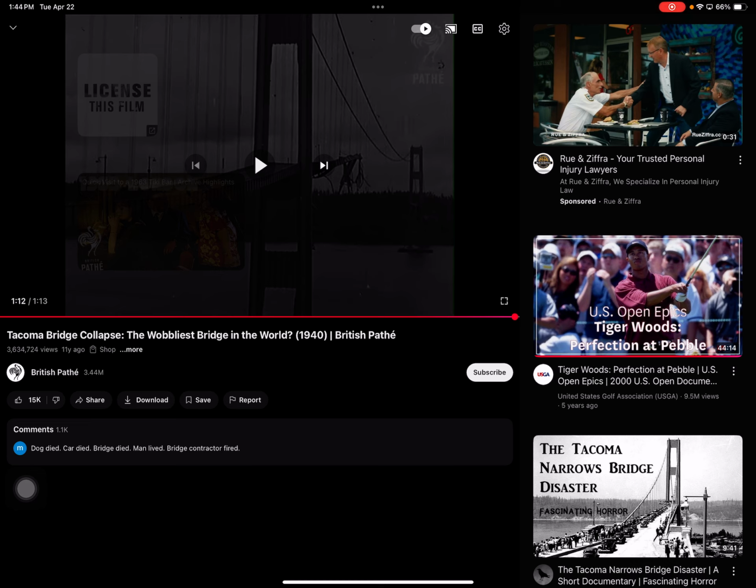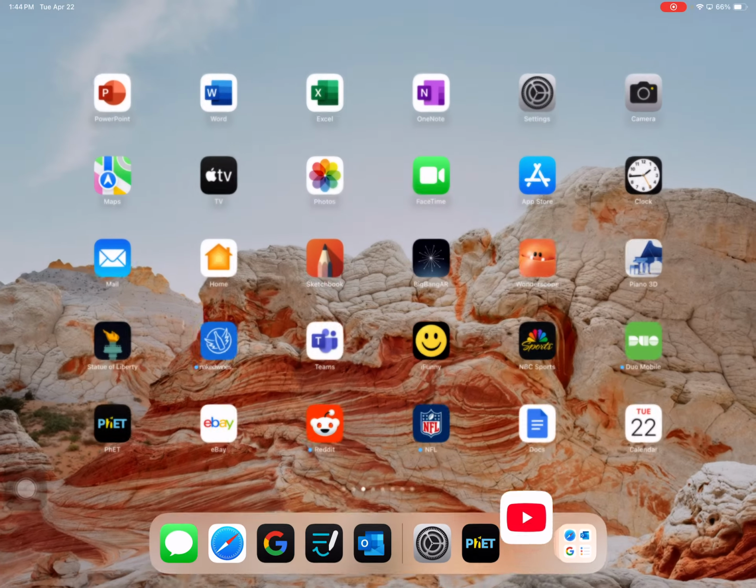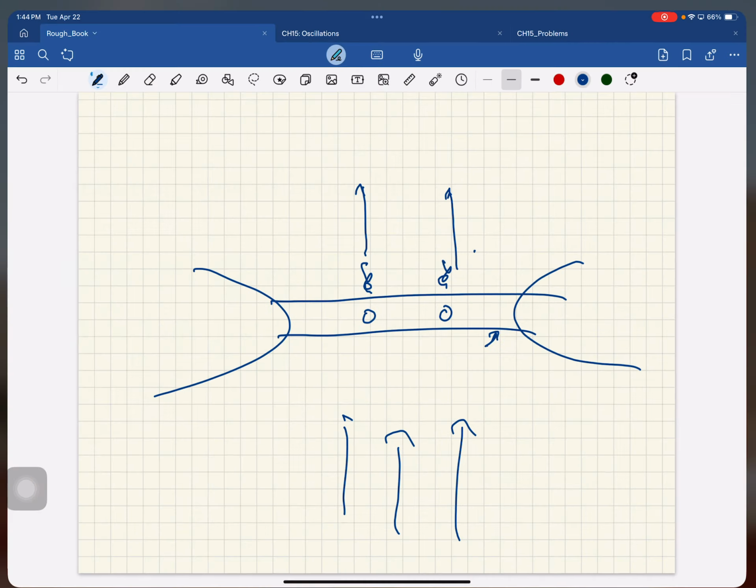You guys have heard of they won't let a battalion march across a bridge? I guess if their marching frequency matches the natural frequency of the bridge, you can collapse the bridge. All right, guys, so that finishes this chapter.